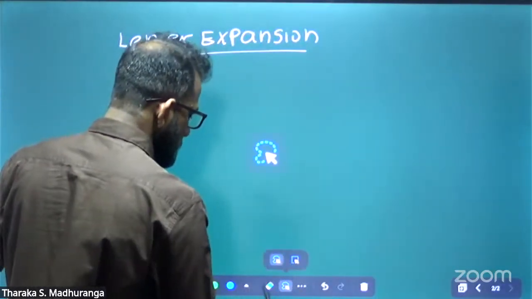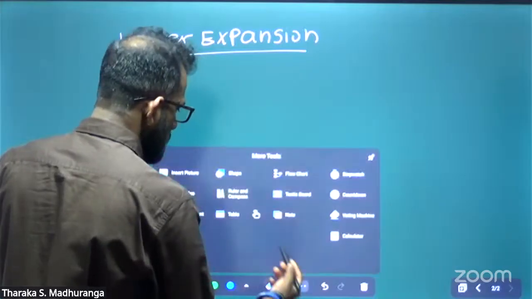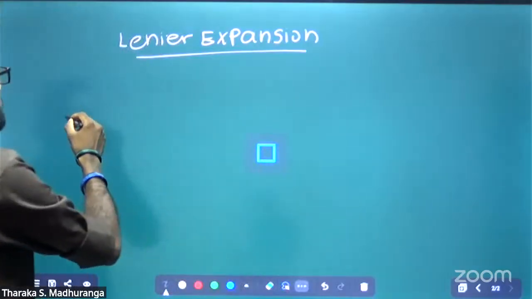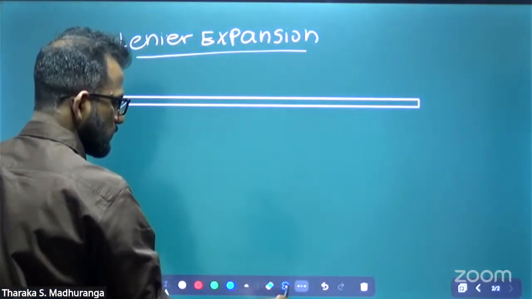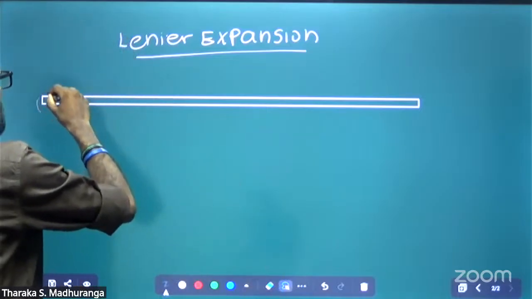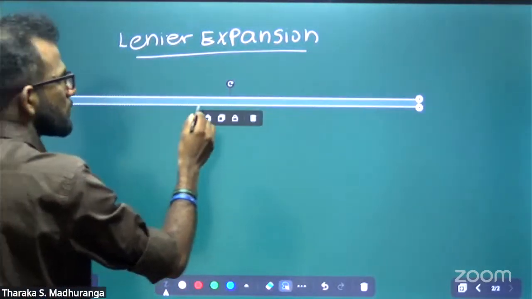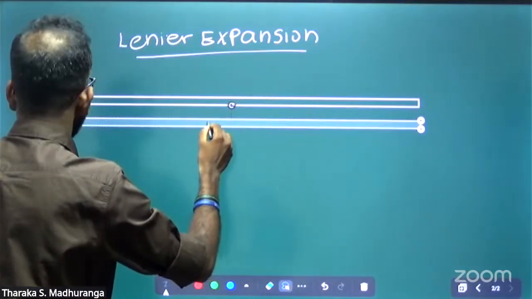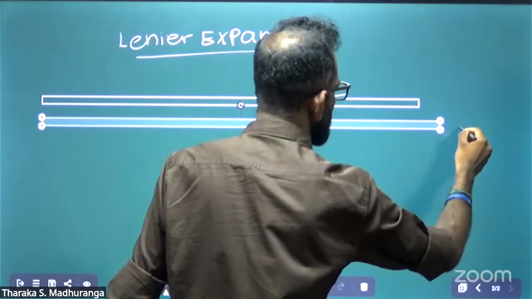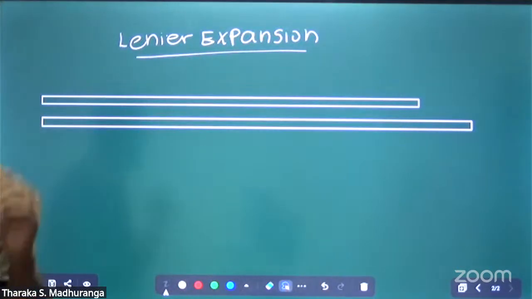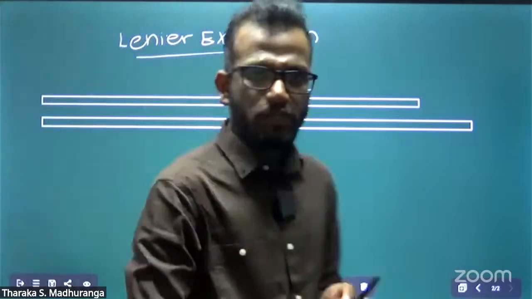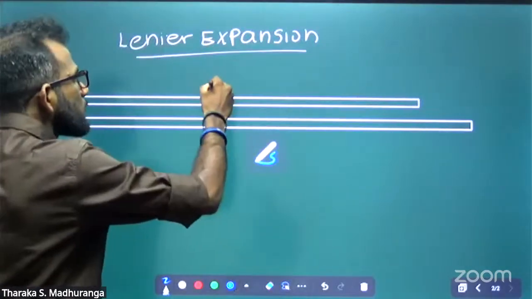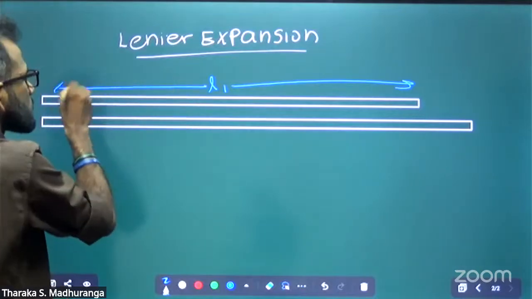What are the factors? Initial length, temperature difference, and substance type. Substance type means material type. Very good. Okay, now think this is L1, the initial length. This is L2, the final length.